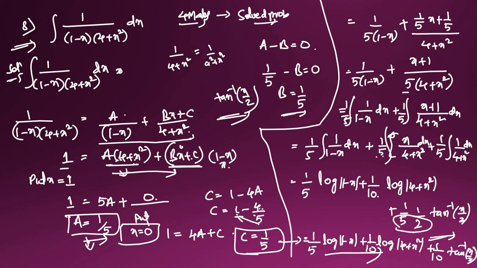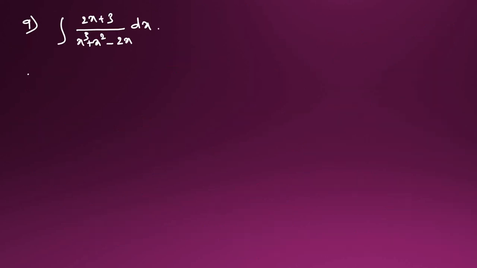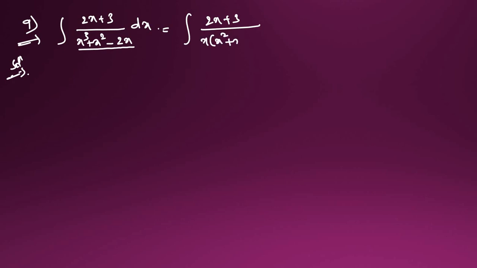Okay, now moving to the next question, the ninth one. Now, ninth question, solution. So the given question is this one. I will write this question with x common from the denominator: 2x plus 3 divided by x into (x square plus x minus 2) dx.